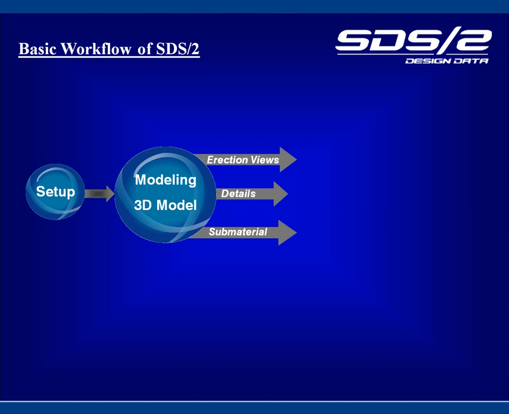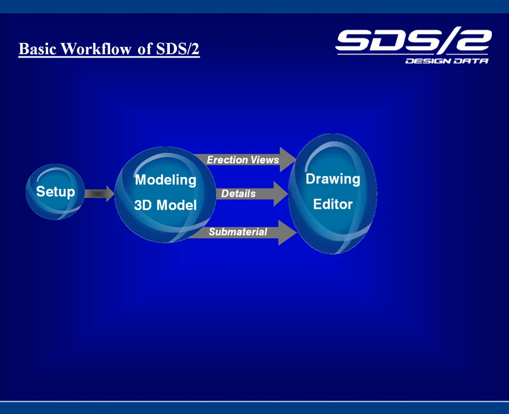Once the model is complete, the 2D details, erection views, and submaterials are generated. The 2D drawings are modified in what we call the Drawing Editor module. These individual items called details, erection views, and submaterials are then loaded onto detail sheets, erection sheets, and gather sheets, which can then be plotted.